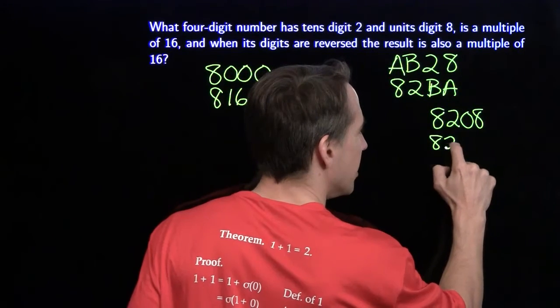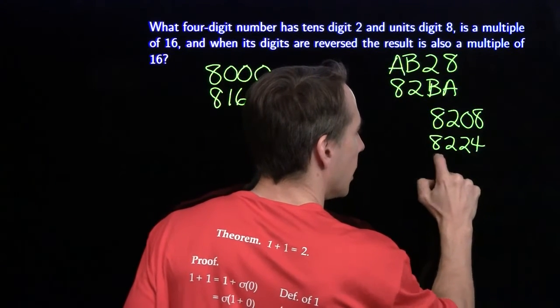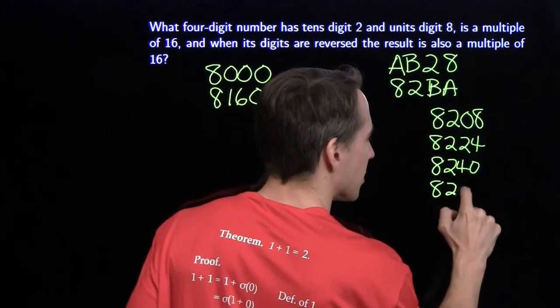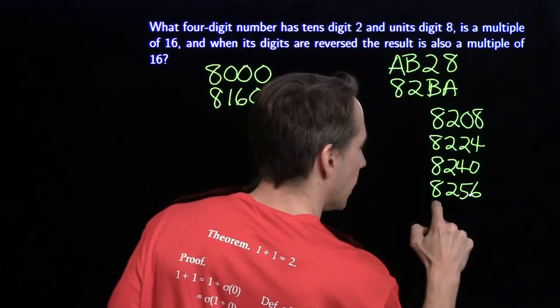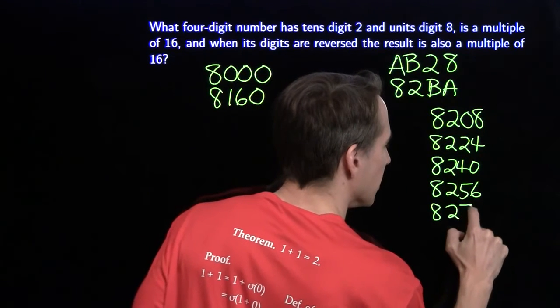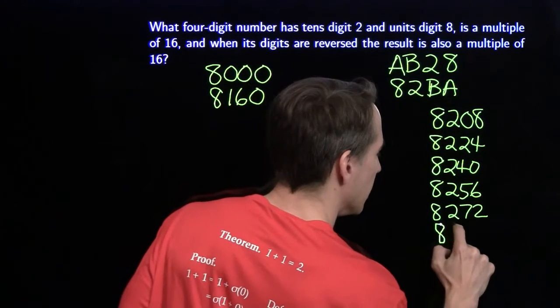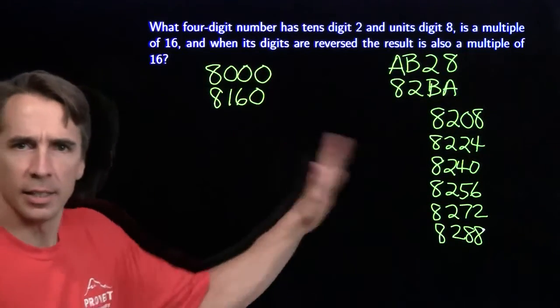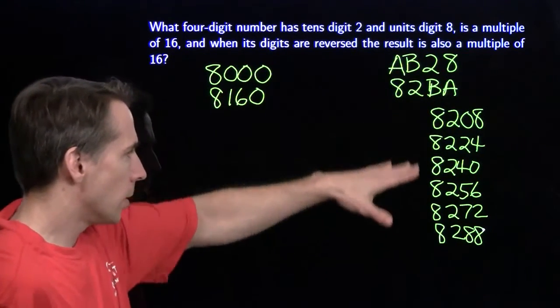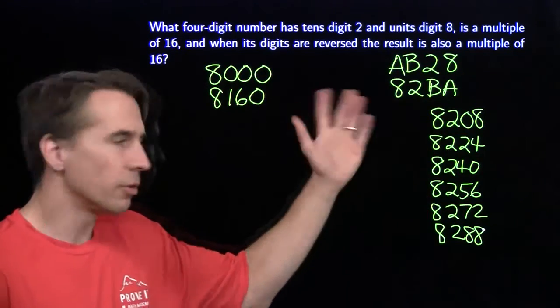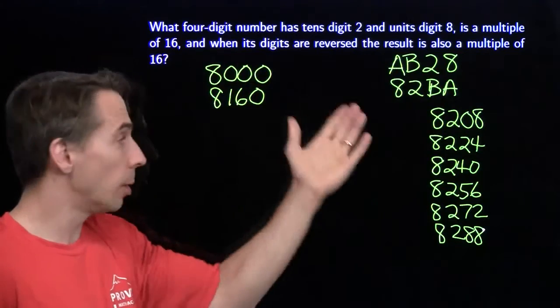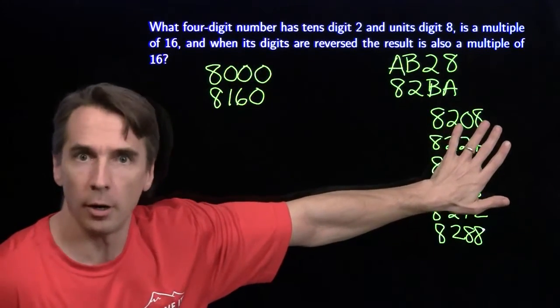So let's do that. I get 8224, 8240, 8256, 8272, 8288. Add 16 more on, I'm past 8300. So these are the only candidates for the number I get when I flip the digits, and I have to remember that. I'm looking for the original number. These are the numbers I get after I flip it.